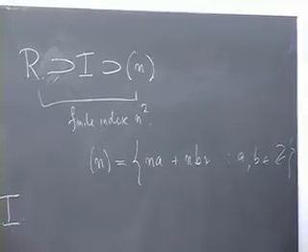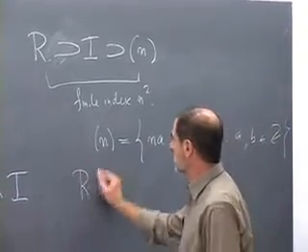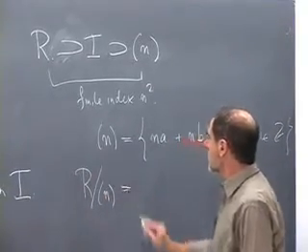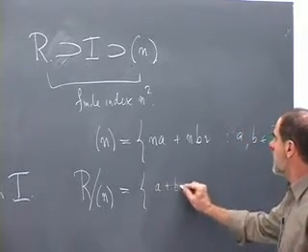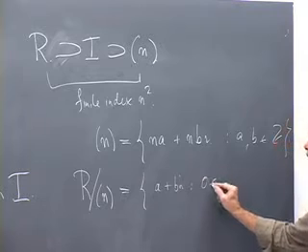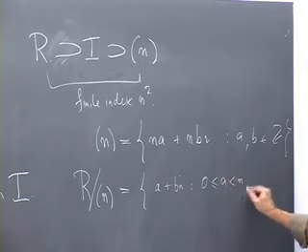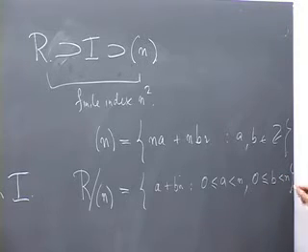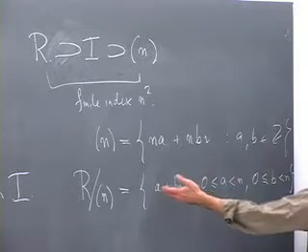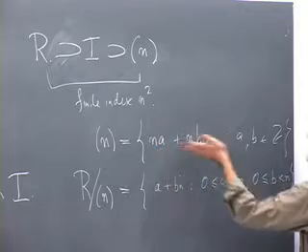So the cosets of R mod n are represented by the elements a plus bi, where 0 is less than or equal to a is less than n, and 0 is less than or equal to b is less than n. Because anything can be brought into this form by adding or subtracting something of this form.